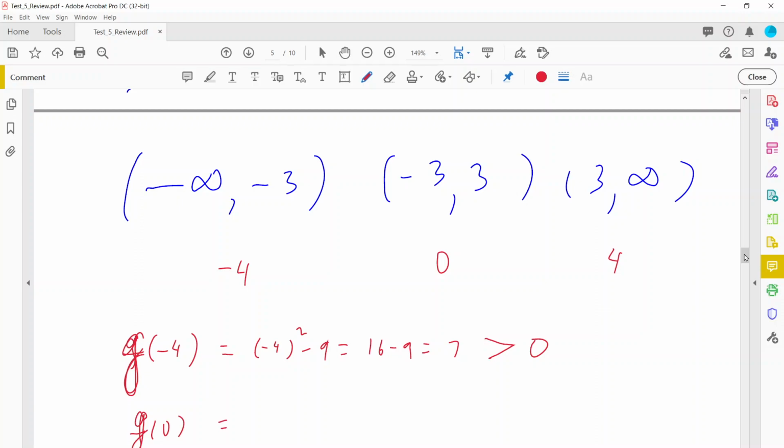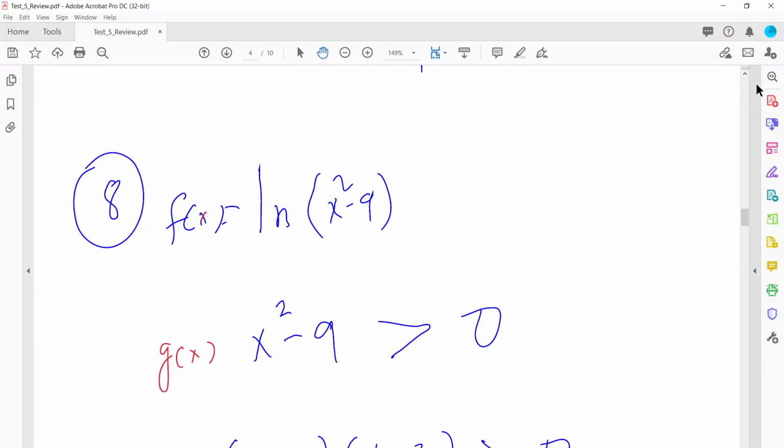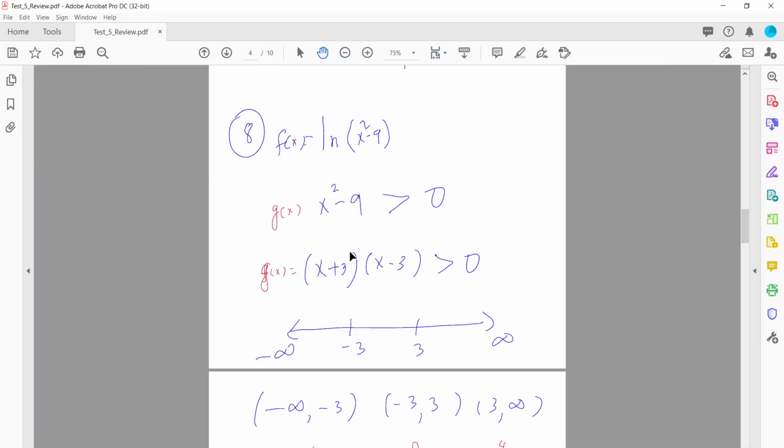So g of 0, if you try to find that value, is negative 9, and g of 4, which is 4 squared minus 9, is 7, which is positive. So this x squared minus 9 would be positive here, negative here, and positive here. If you go back here, that was our goal. We were trying to find out where this function g of x is positive, and we found that it is positive on this interval and on this interval. So that means the domain of this log function is this one and this one.